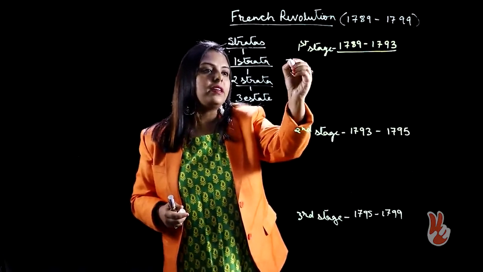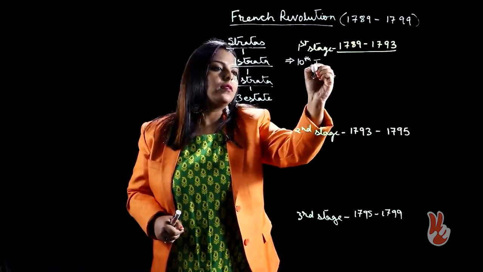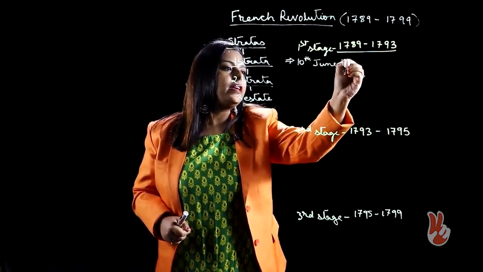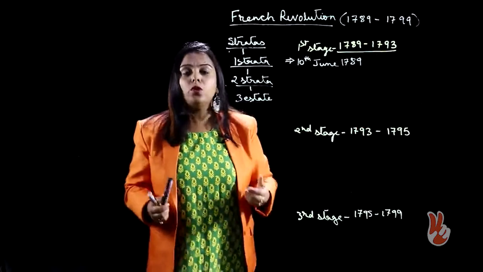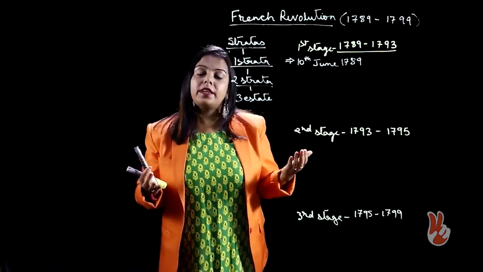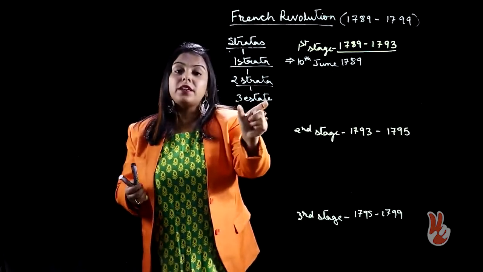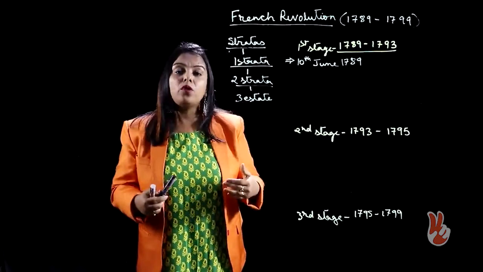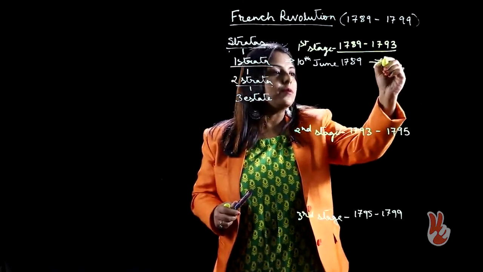Now, let me write it down. 10th June 1789. This is an important date because on 10th June the representatives of the 3rd estate came out of the palace and they formed the National Assembly.